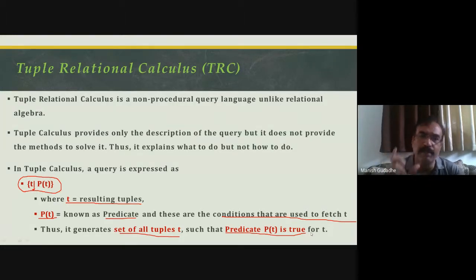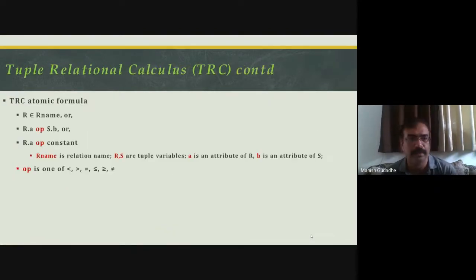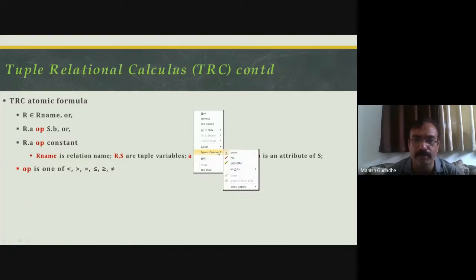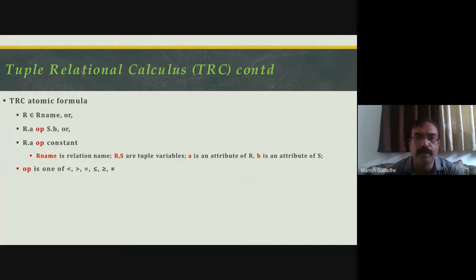So predicate can be a long expression, a huge expression, but basically tuple relational calculus is going to have this format: generate the set of all tuples T where predicate P is true for them. How can we go for that? If we are talking about the atomic formulae of TRC, that is tuple relational calculus, either we can go for this.